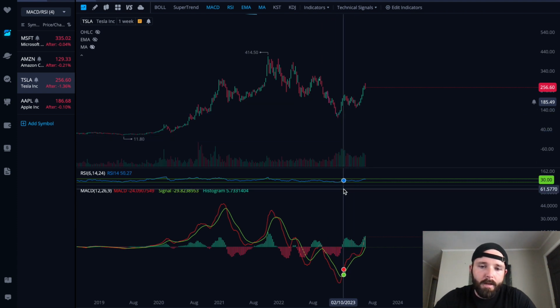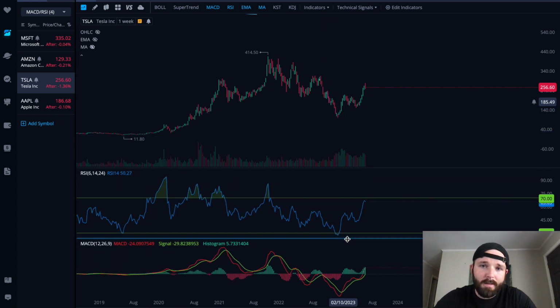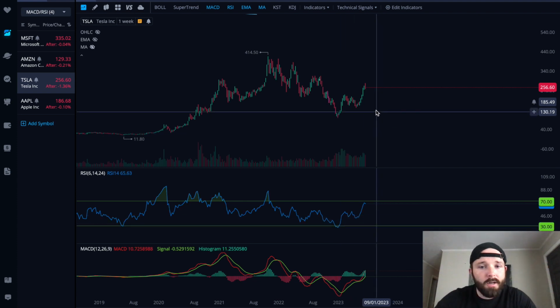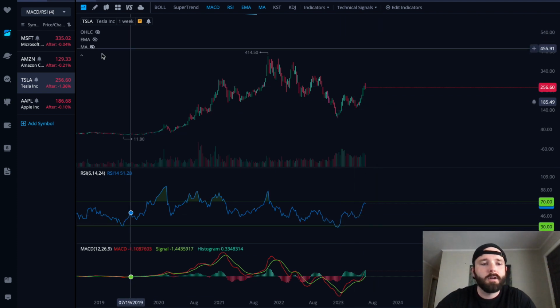And then if you use this with the RSI, like you could see here, you would have said, wow, the MACD is turning up and the RSI is at 30. It might not be a bad time to buy. And sure enough, like we just saw in Tesla, you'd be up 140%.